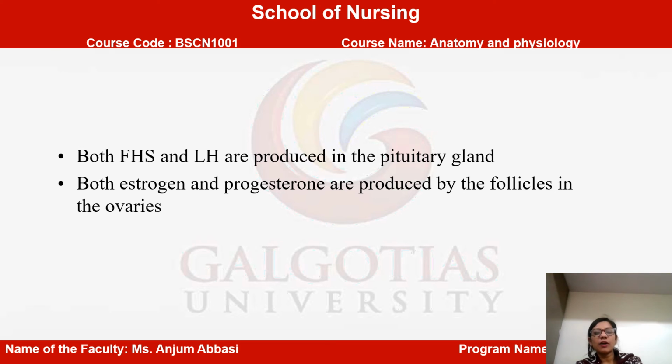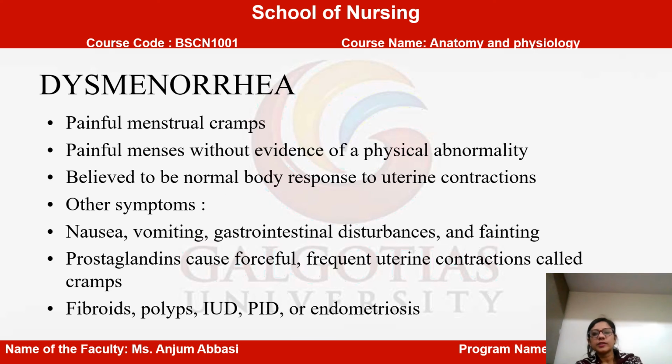So both FSH and luteinizing hormone are produced in the pituitary gland, and both estrogen and progesterone are produced by the follicles in the ovaries. Next is dysmenorrhea. So we can say this is the painful menstrual cycle, along with a severe cramp in the abdomen. Painful menses without evidence of a physical abnormality, believed to be the body's normal response to uterine contractions.